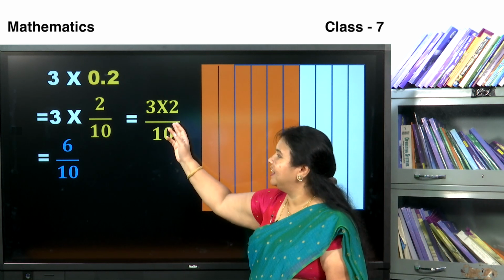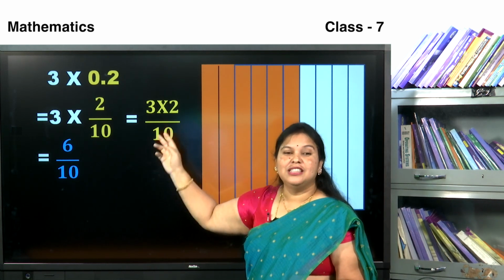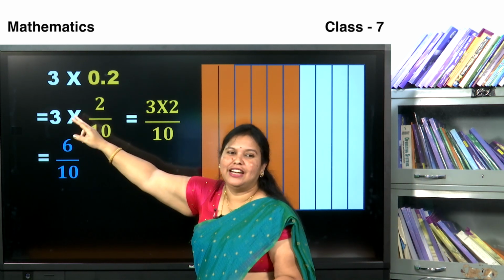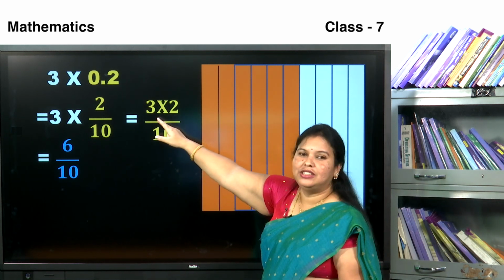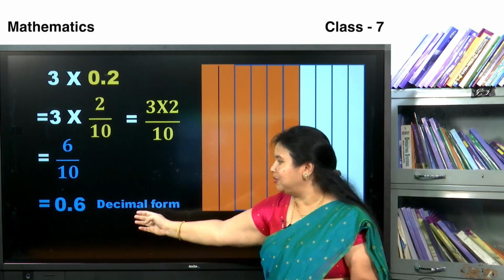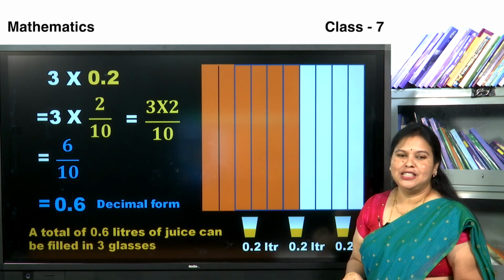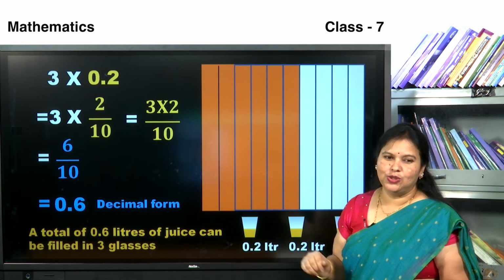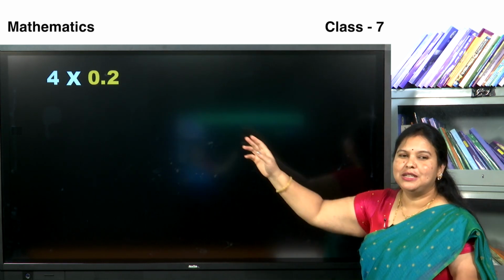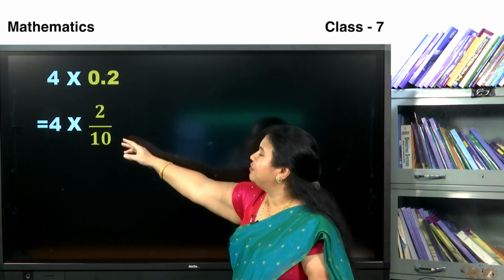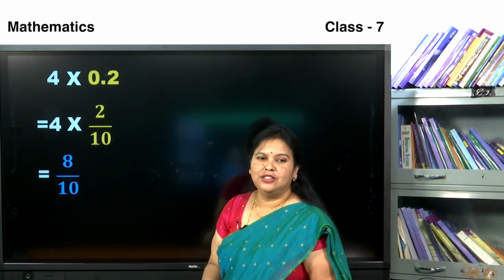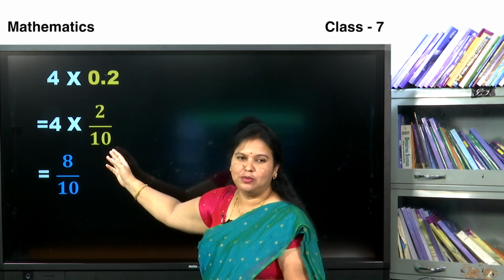It can also be simplified like this. For this, you should recall the multiplication of a fraction by a whole number. We have to multiply the numerator and the whole number. So, by multiplying these two, 3 into 2, we got the same answer, 6 by 10. So, we can write it in decimal form like this, 0.6. That means a total of 0.6 liters of juice can be filled in 3 glasses. In the same manner, you try with this. So, by multiplying 4 into 0.2, here first we have to convert the decimal into a fraction. That is nothing but 2 by 10, then 4 into 2 is 8 and the denominator remains the same.